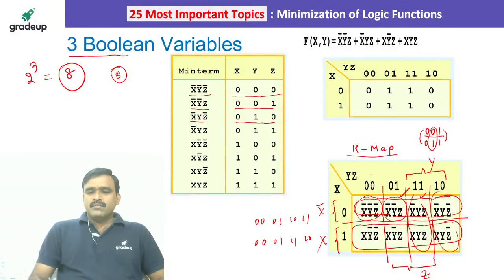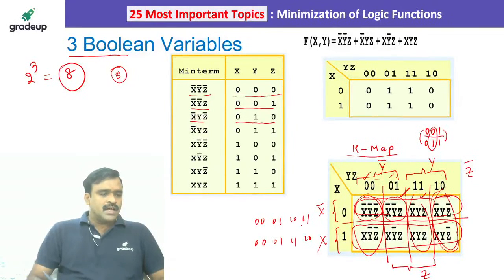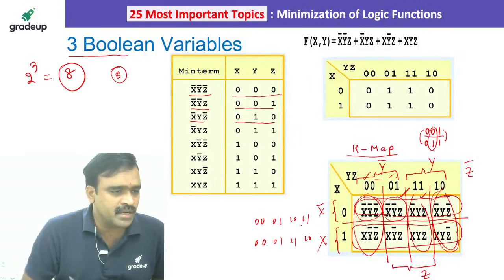Similarly, what is the y bar area? First column and second column, if we take, y value is 0 in both the cases. So z is cancelled, so this is a y bar area. Similarly, first column and the last column comes under z bar area. First column 2 squares and last column 2 squares comes under z bar area.